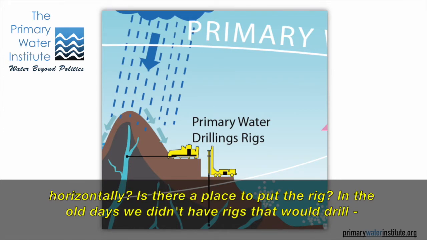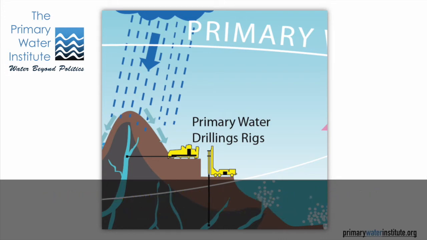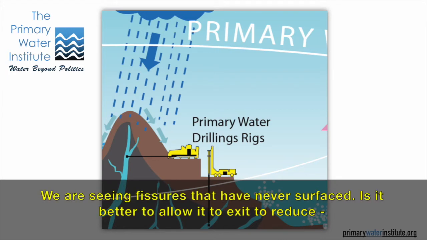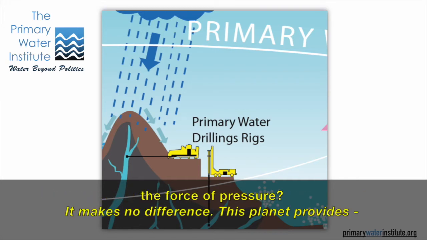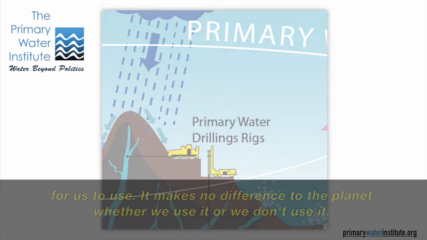Can you drill horizontally? Is there a place to put the rig? In the old days, we didn't have rigs that would drill horizontally. We had to tool into the mountain, but now there exist such rigs. We are seeing fissures that have never surfaced. Is it better to allow it to exist to reduce the force of pressure? It makes no difference. This planet provides for us to use. It makes no difference to the planet whether we use it or we don't use it.